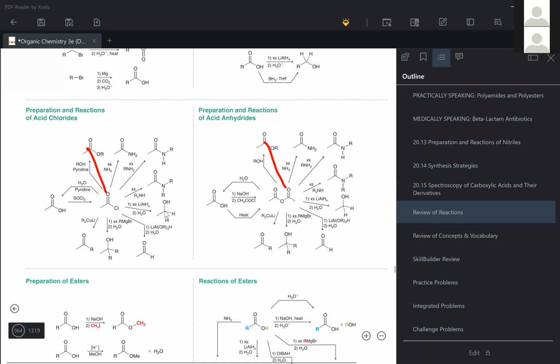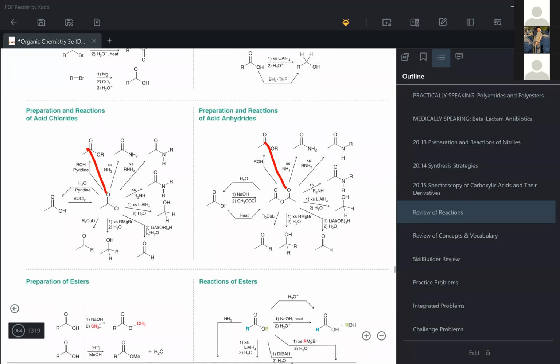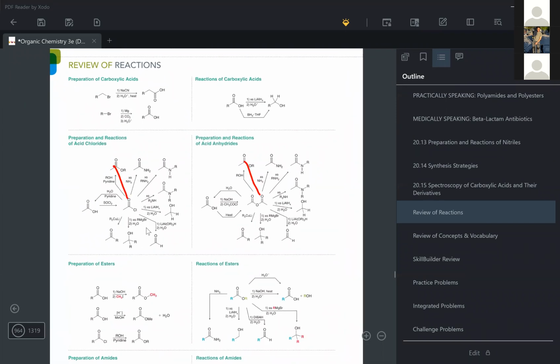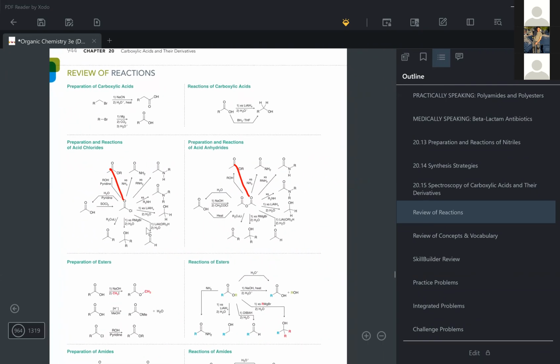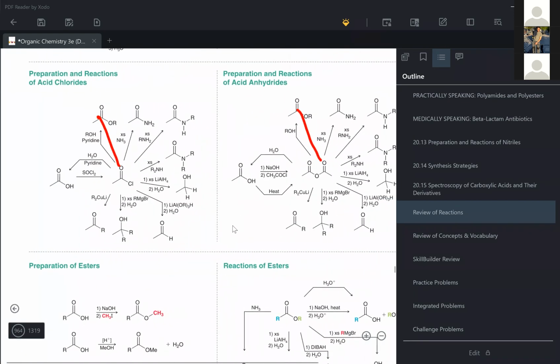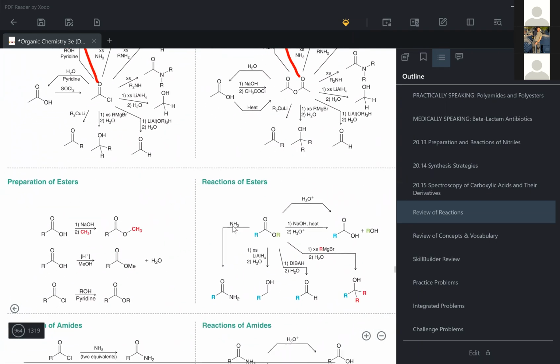What page is that, if you don't mind me asking? Sorry, here, let me zoom out. That's our textbook, yeah? Yeah, same textbook. This is page 944. Every chapter has a review of reactions. For every chapter, I would just go to this page and learn from it. And obviously your notes too, right?